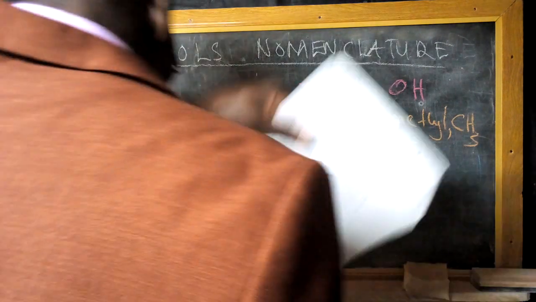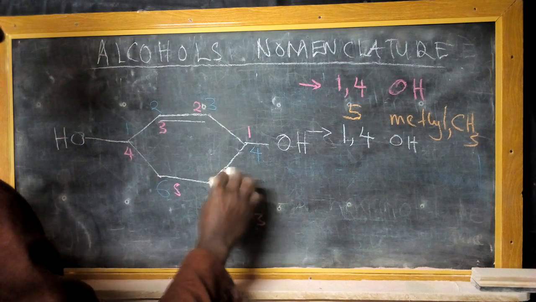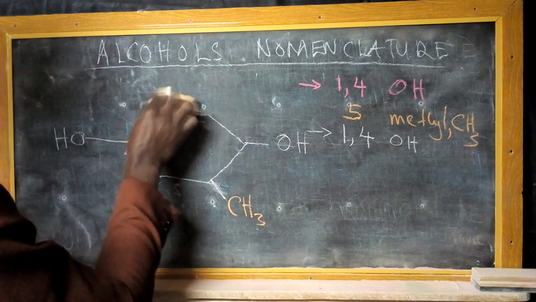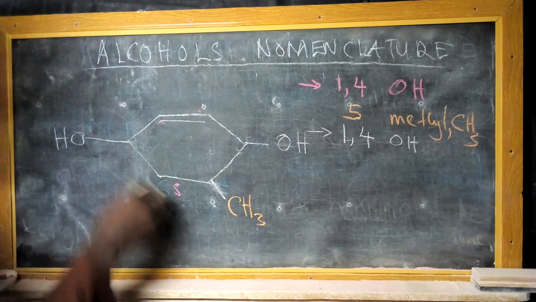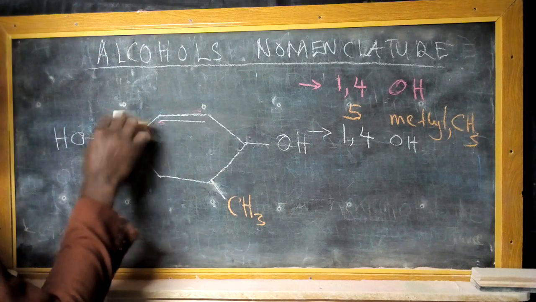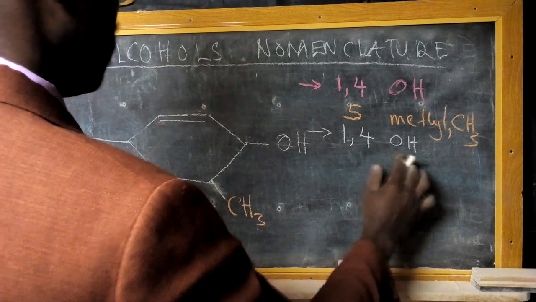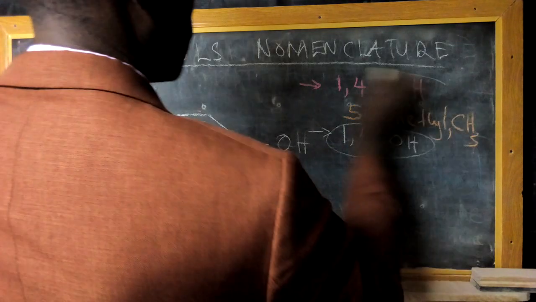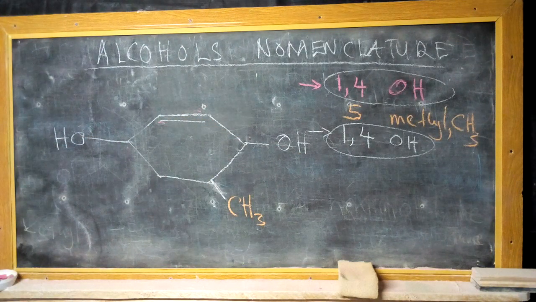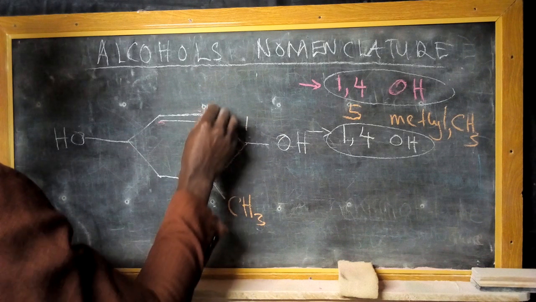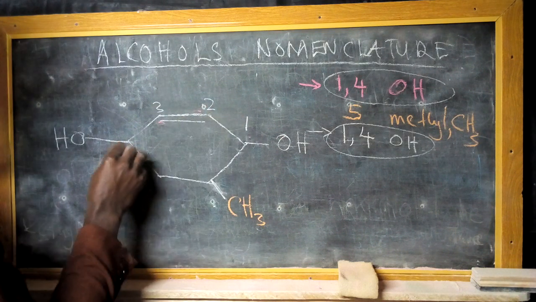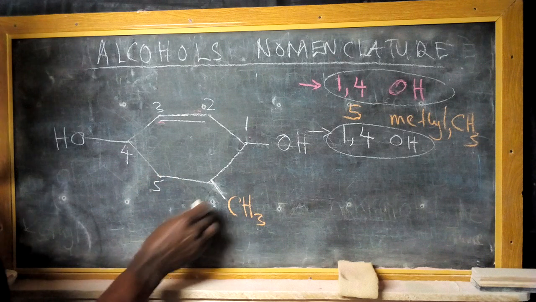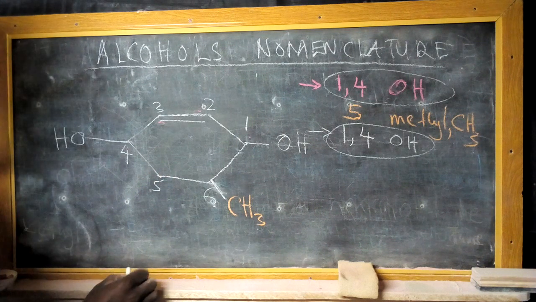Okay, in this case, there will be a special consideration whereby we have to look at the position of the double bonds. We shall have 1, 4 for the OH group. And for the methyl group, we shall consider the position of the double bond, in that we shall name them from this 1, 2, 3, 4, 5, and then this is number 6.